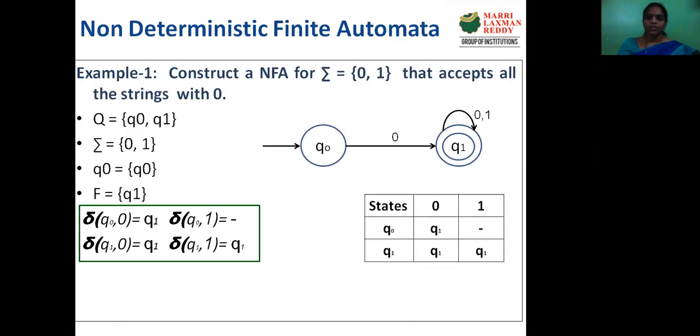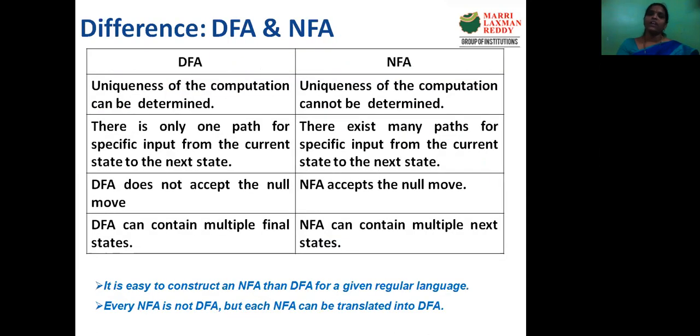Now coming to the differences between this NFA and DFA. A DFA represents the uniqueness of the computation, whereas an NFA cannot be unique at a time. In the DFA we have only one specific path, whereas in the NFA we will have many paths on a specific input from one state to another state. And a DFA will not accept null transitions, that is null moves, whereas an NFA accepts the null moves. And a DFA cannot contain multiple final states, whereas an NFA can have multiple final states.